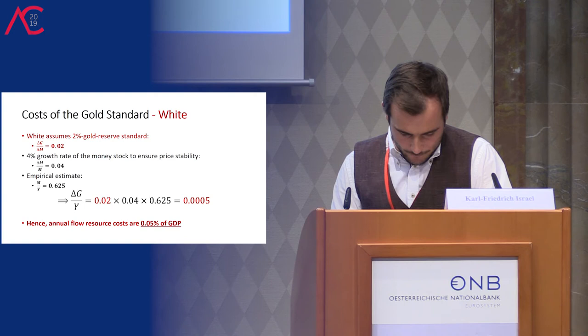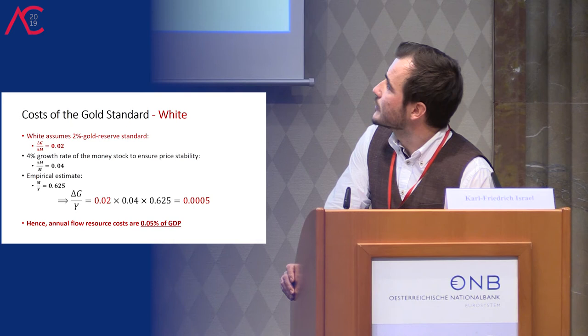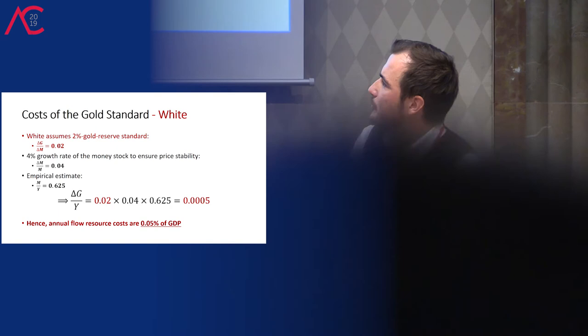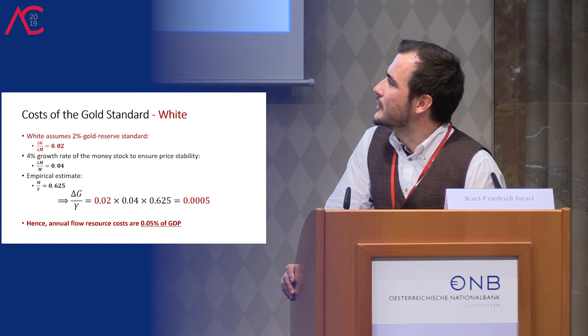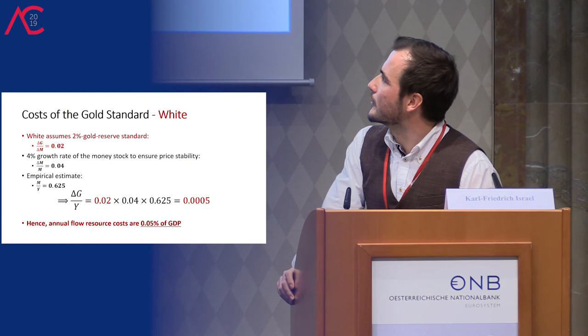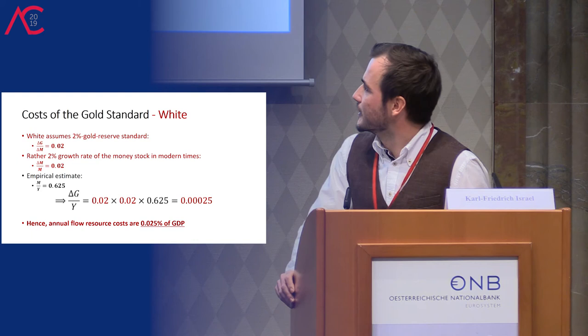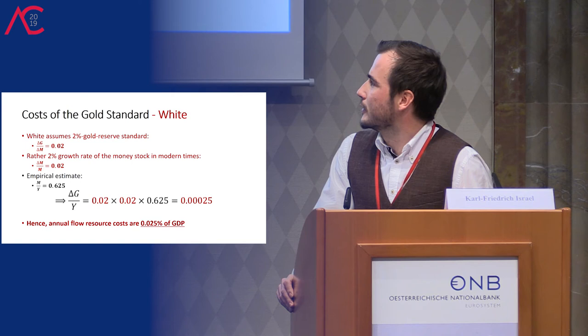However, Lawrence White suggested another adjustment, because when he presented his estimate, that was in the 1990s. Some decades later, he said that the velocity of money had increased, so that a 2% money growth rate would be sufficient to have price stability. So he reduced the 4% money growth rate down to 2%, and the costs go even further down. Okay, so this estimate is done: a 2% fractional reserve gold standard would cost every year about 0.025% of GDP.